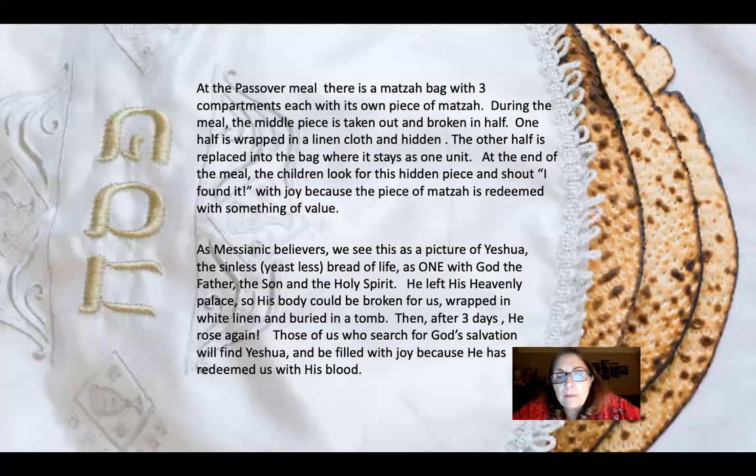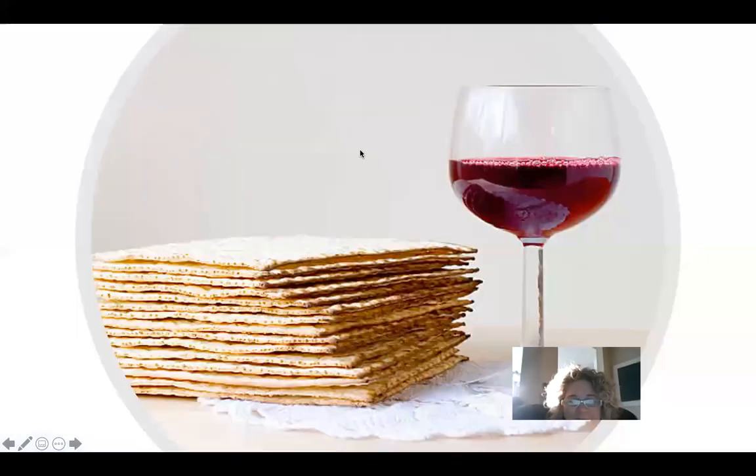us with his blood. And sometimes, actually, it's kind of funny because sometimes they do this close to the beginning of the Passover meal. It can be 3 hours before they actually let the kids go find the matzah. Their meals are really long. If you come to a Messianic Passover, it's not that long, except for maybe the fellowship before and afterwards. So anyway, that's a picture there.